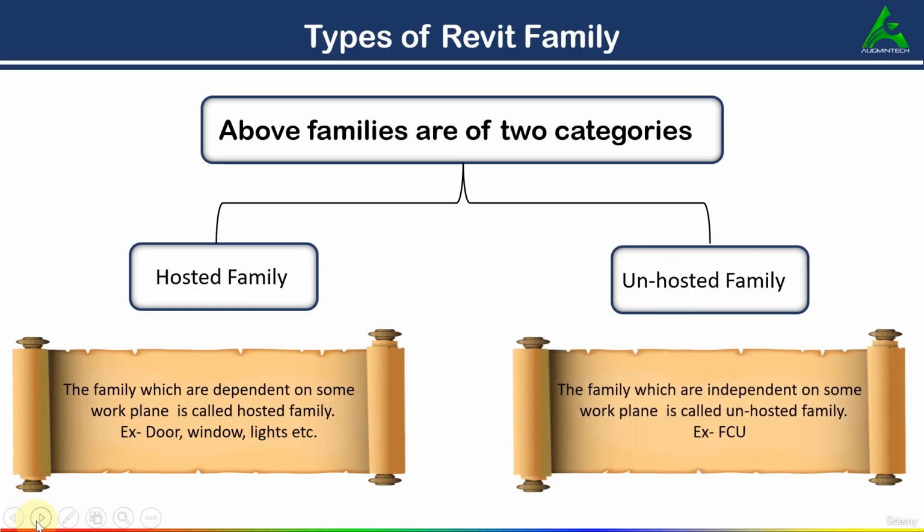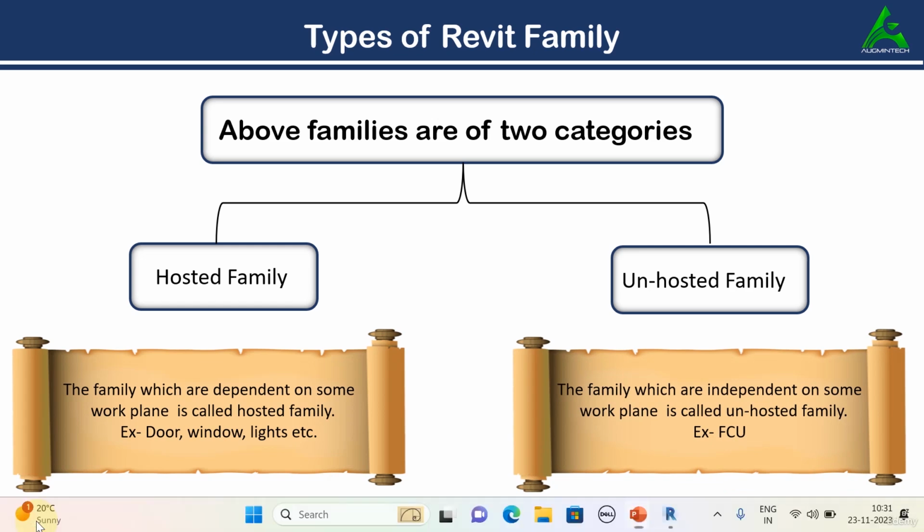So unhosted family is what? The family which is independent of any work plane is called an unhosted family. For example, FCU, AHU, chiller, or in the case of architecture, if you want to place any component like desk, table, inside the room. So desk or table is an unhosted family, because this is not dependent on a work plane. You can place it anywhere. Let's see the example in Revit.